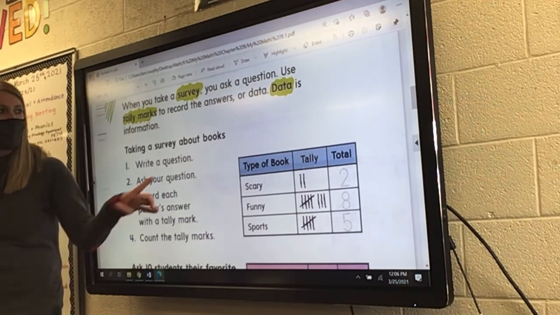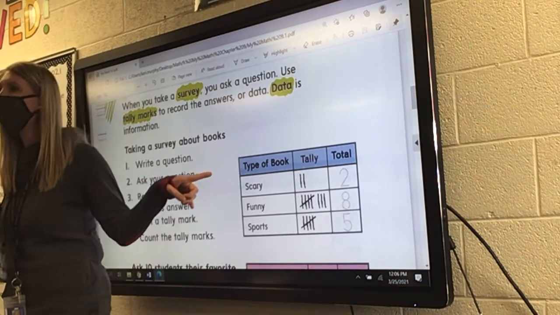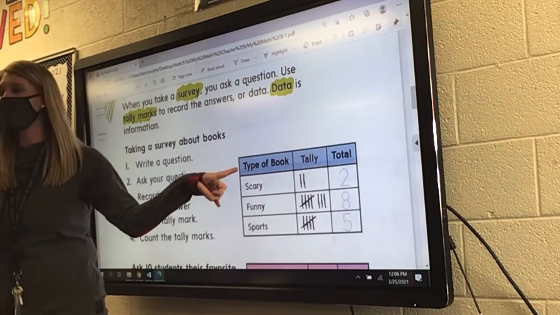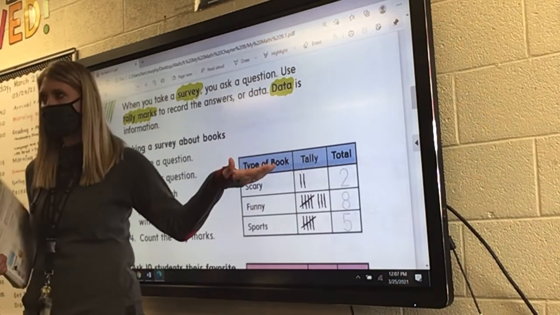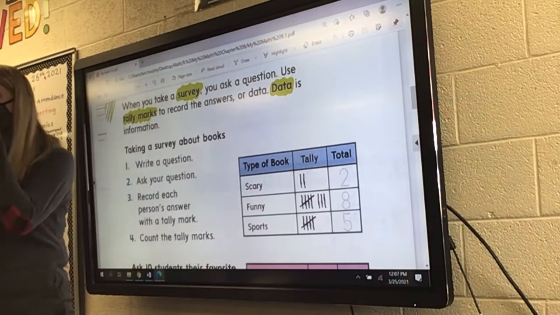What kind of books? The word is type. Another word for type is kind. So what kind of books do these kids like, or these people who are being surveyed?